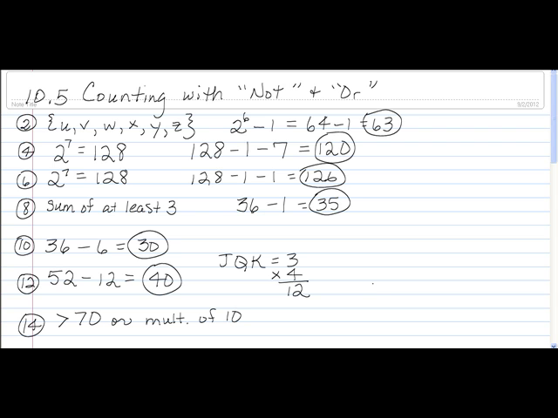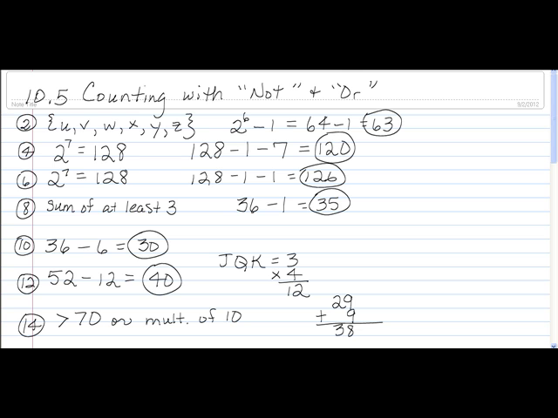Okay, so greater than, there's actually 2 ways we can do this. Greater than 70, we would start with 71 and go to 99. That's 29. And multiples of 10, we would have 9 of those altogether, if we think about 10, 20, 30, 40, all the way up through 90.